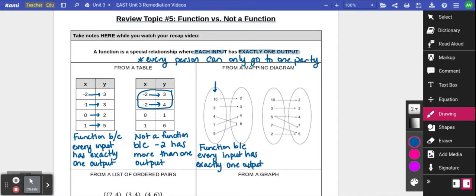If you look at the second example here, you can see that the number 5 is trying to go to two different outputs, the 4 and the 7. So I would say that this is not a function because 5 has more than one output, which is not allowed.